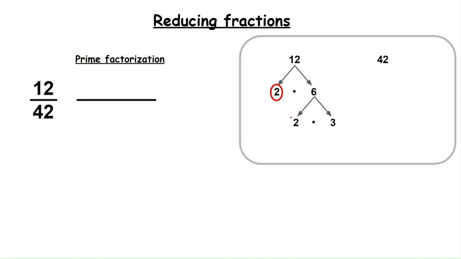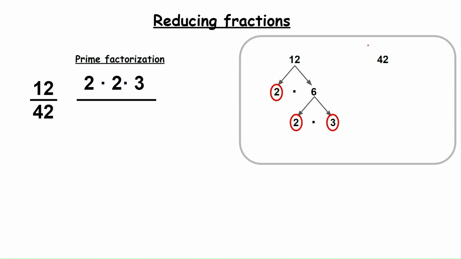So as we already stated, 2 is a prime number, so we're going to circle 2. And 3 only has 2 factors as well, itself and 1, so we're going to circle 3. So the prime factorization for 12 is 2 multiplied by 2 multiplied by 3. So let's put the prime factorization beside the numerator 12.